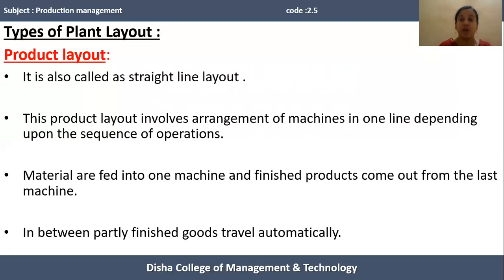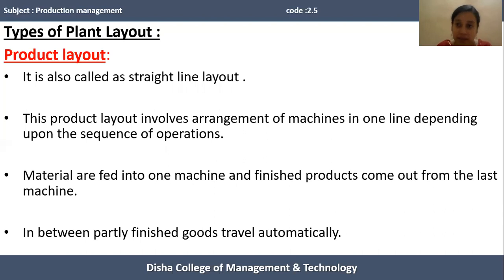In case of product layout, what will the production manager do? He has to arrange different types of machines in a sequential manner according to the requirement of production. Means different types of machines are arranged in a sequential manner in a straight line, so this type of layout is also called a straight line layout. In this type of layout, every machine which is required for producing the product is arranged in a straight line manner, and in a sequential manner, so that the output of one machine can be used as input for another machine.